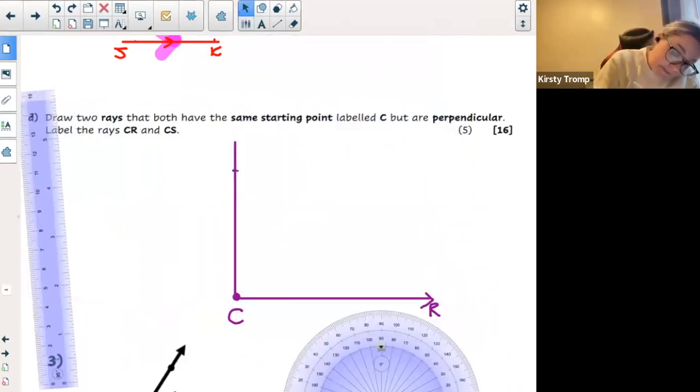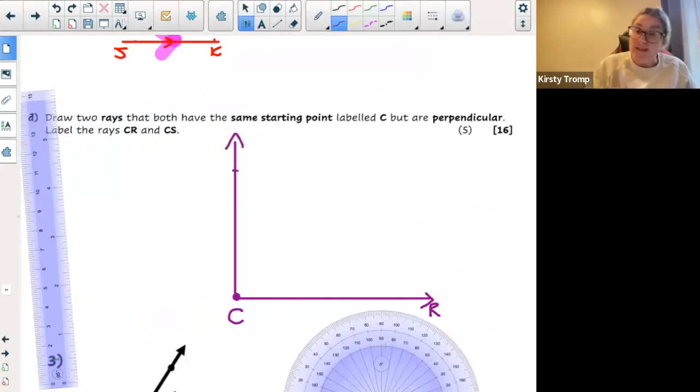All right. I need to put an arrow on the end. Why am I putting an arrow? Because they told me that it was a ray. And I need to label it as S.